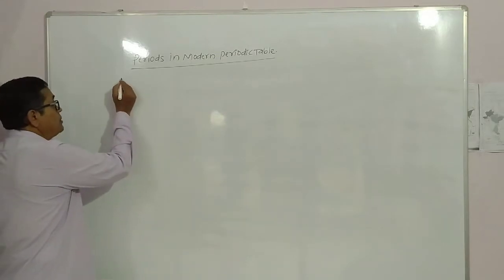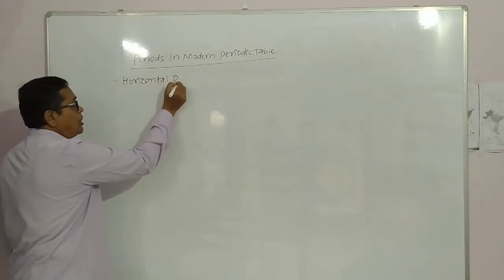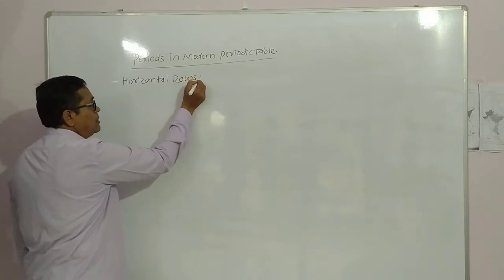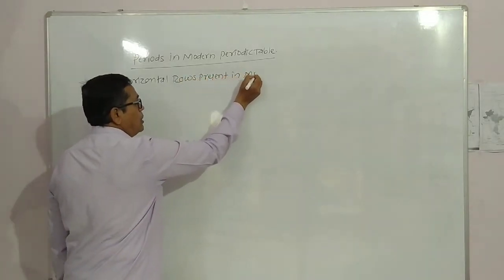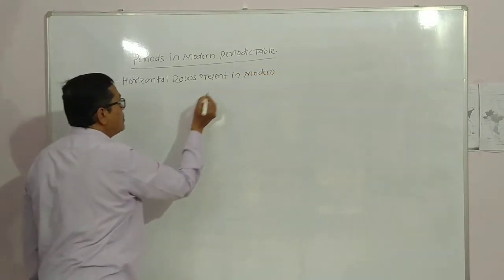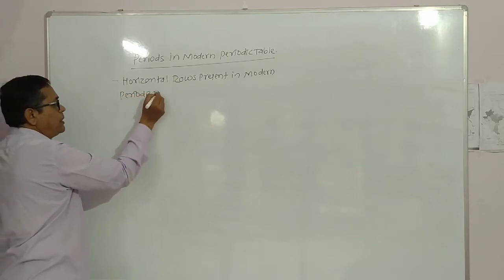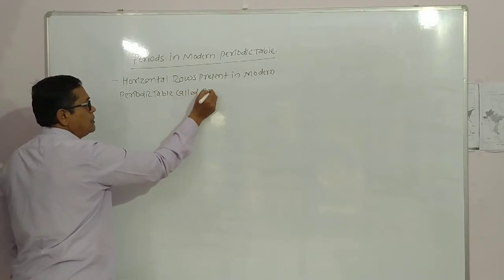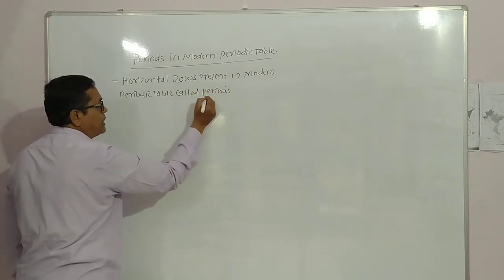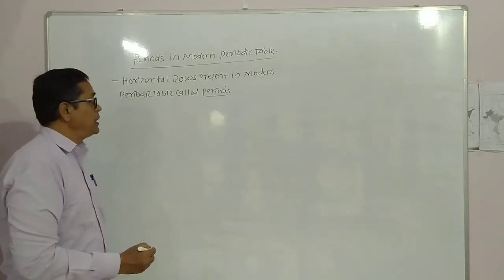Periods in the modern periodic table: the horizontal rows present in the modern periodic table are called periods. That is the definition of periods. Horizontal rows present in the modern periodic table, they are called periods.